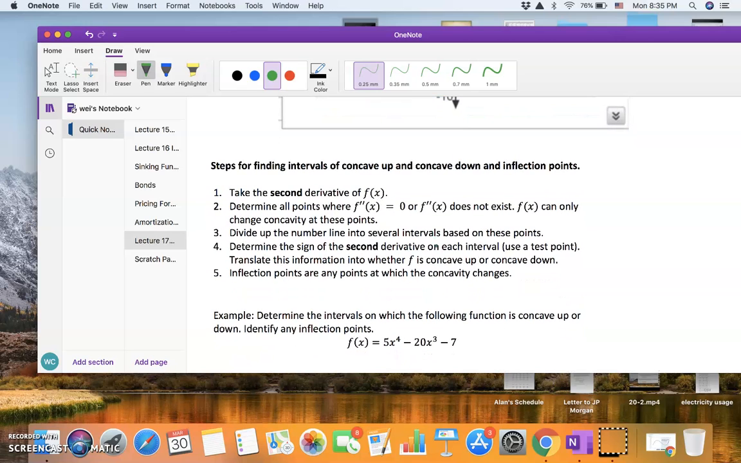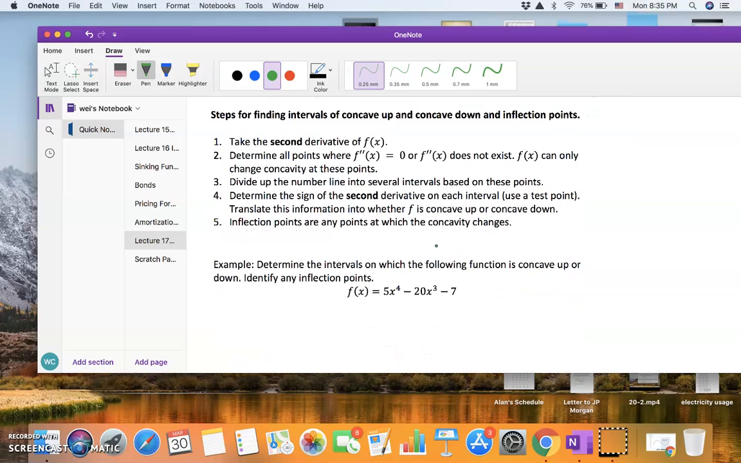Okay. Now in the next video, I will show you, if we're not given the graph, if we don't have any information about the graph of the first derivative or second derivative, and we're only given the equation of the function, then how to find the intervals on which the function is concave upward and concave downward.